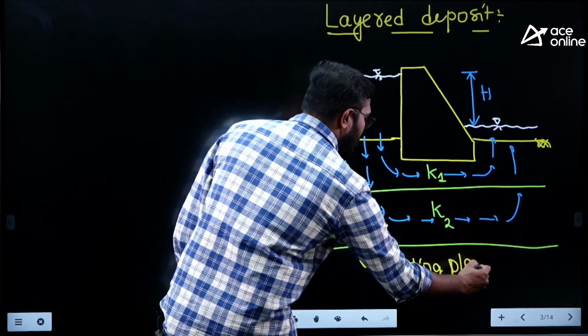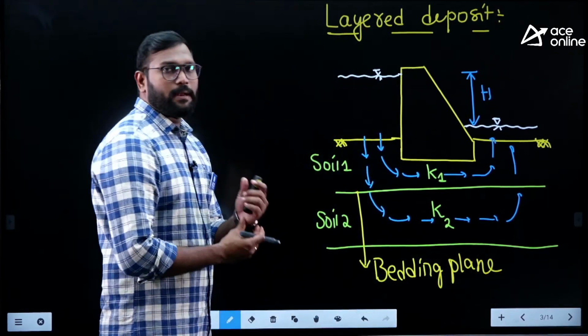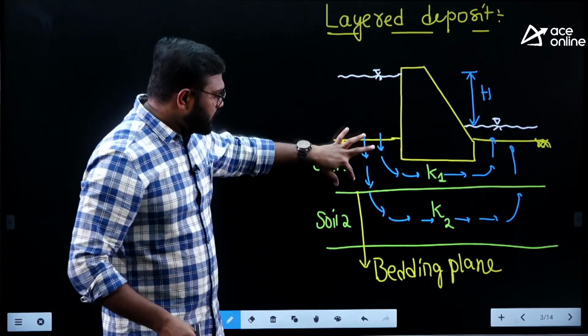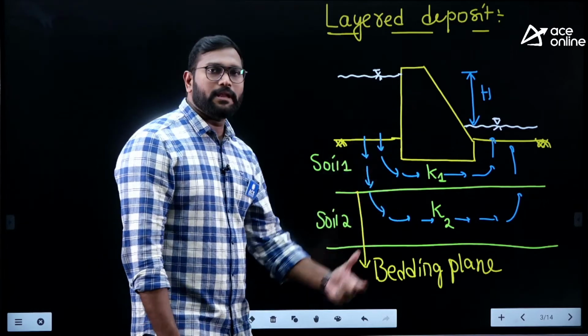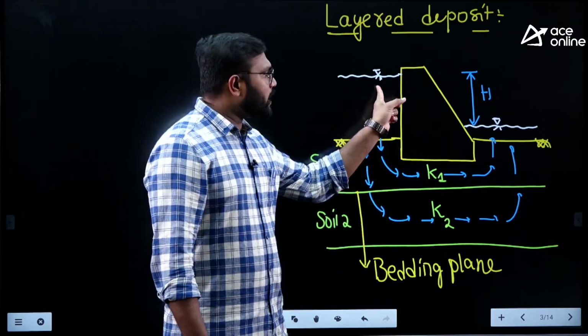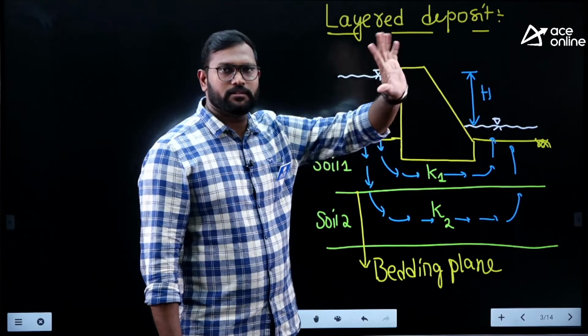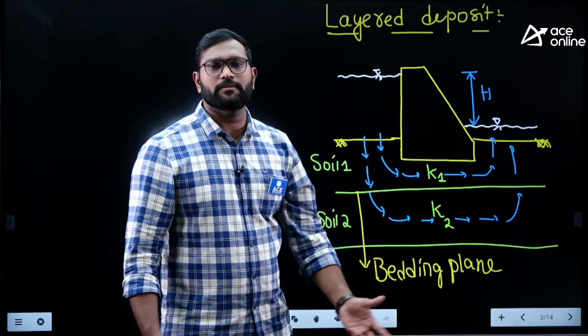Bedding plane or boundary. So if you take this one as soil 1 and this as soil 2, this is a bedding plane. And when the flow is happening, the flow takes place from higher energy level to lower energy level. That is true, and I don't need to explain.